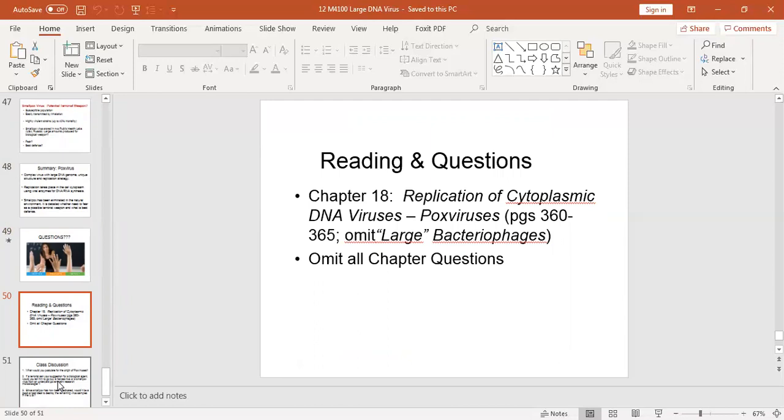The assigned reading is from chapter 18, replication of cytoplasmic DNA viruses.